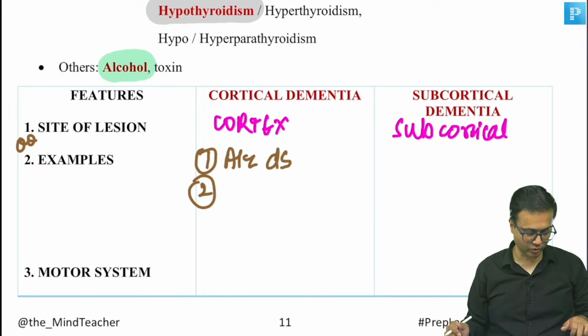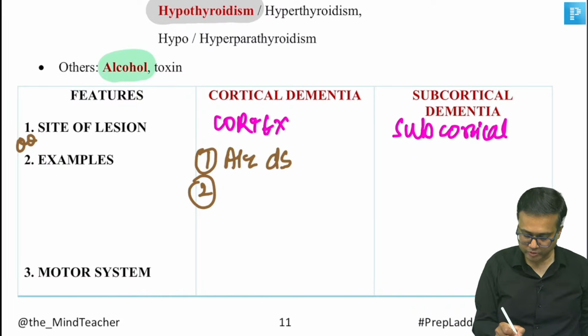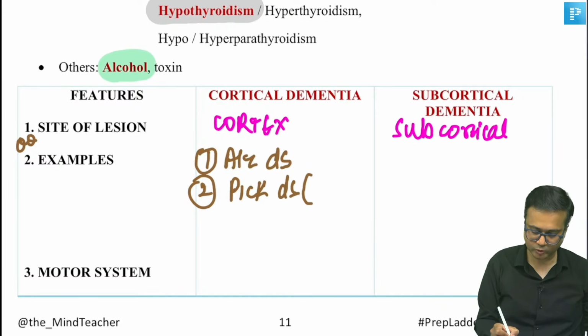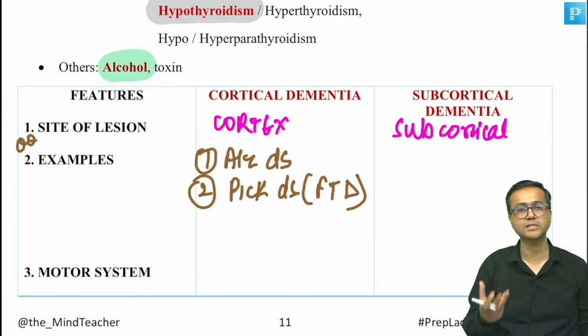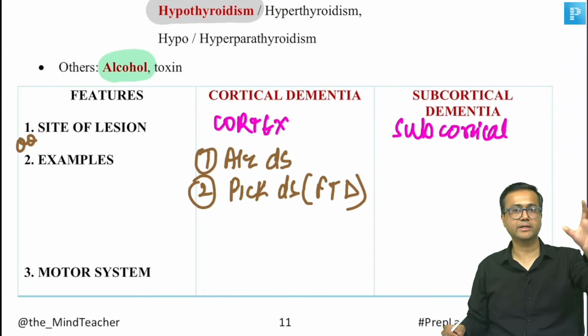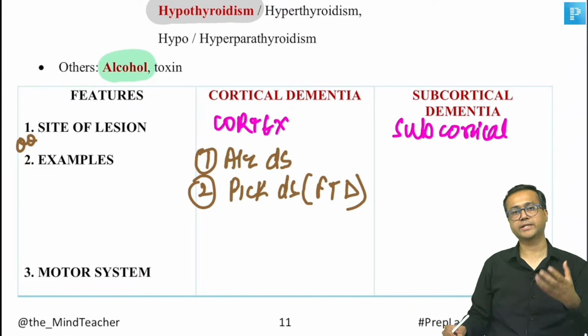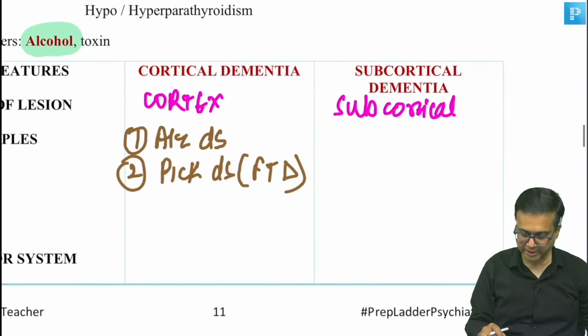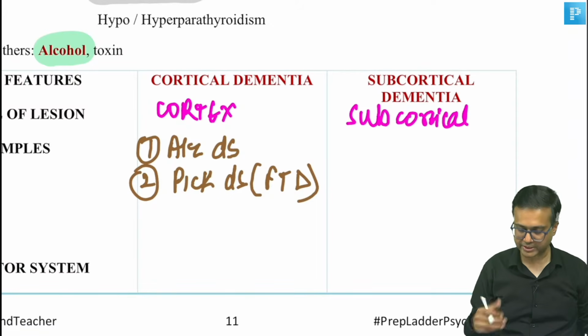Can you tell me one more cause, beta, which we have already discussed before the break? Remember, Pick disease. It is also known as frontotemporal dementia. So the name is telling you it is the cortical areas, frontal lobe and the temporal lobe, which is getting affected first.